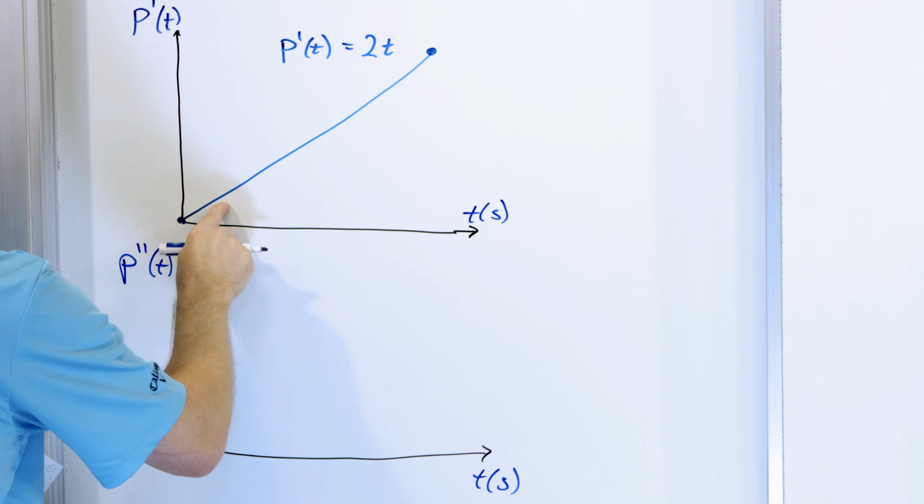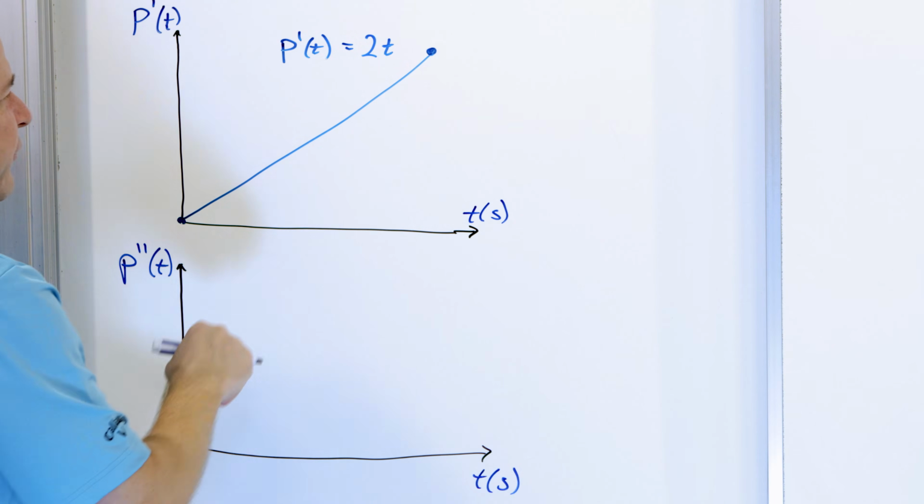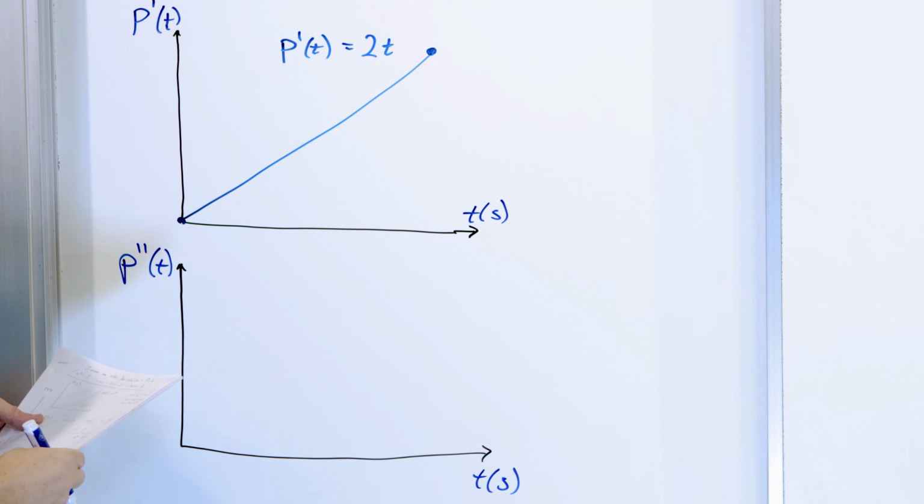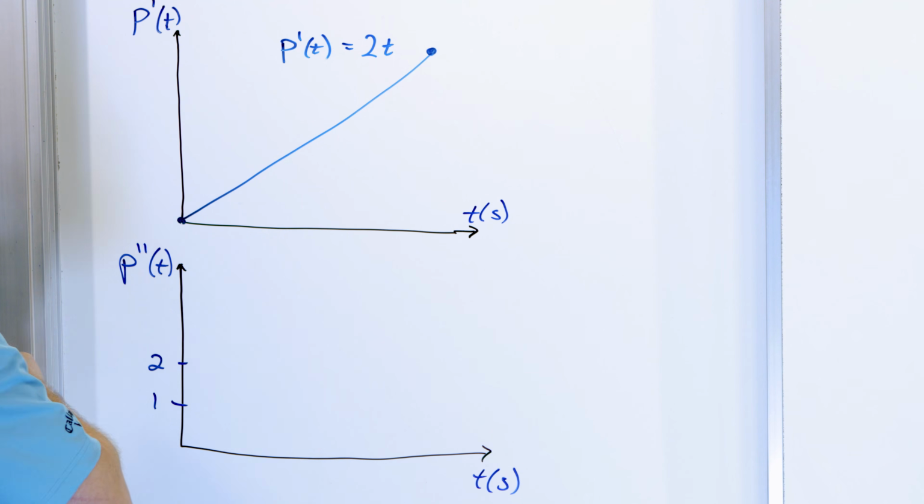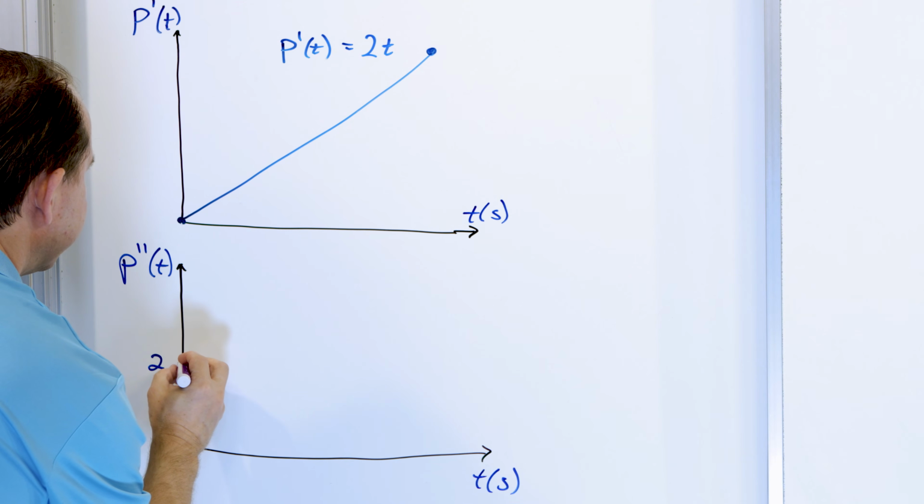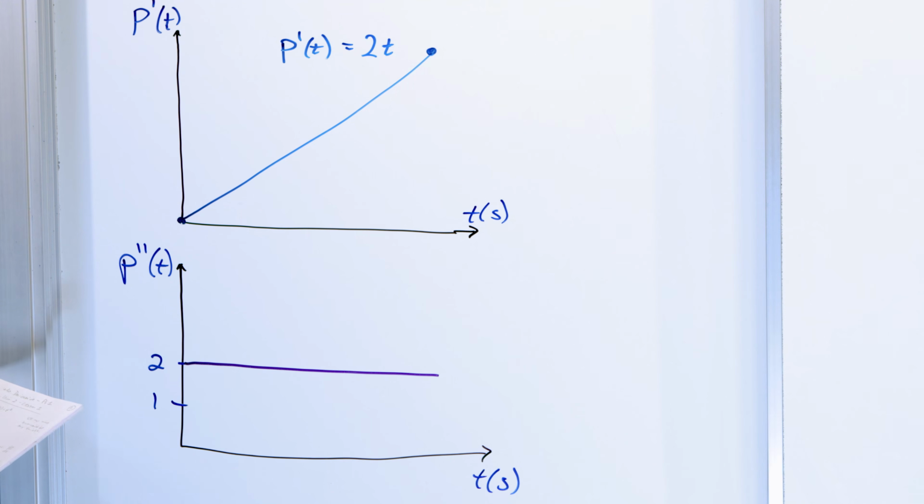And the slope of the line here is 2, and here it is 2, and here it is 2. The slope is never changing. So if this is 1 and this is 2, then the slope of this line, which is the derivative of that second function right there, is a straight, horizontal line like this. Right? So p prime of t.